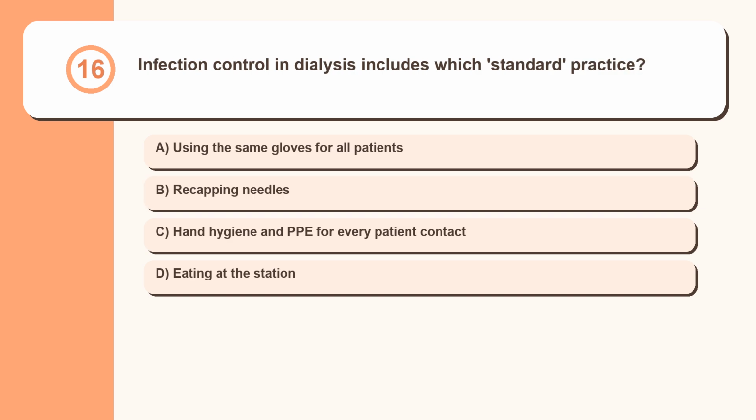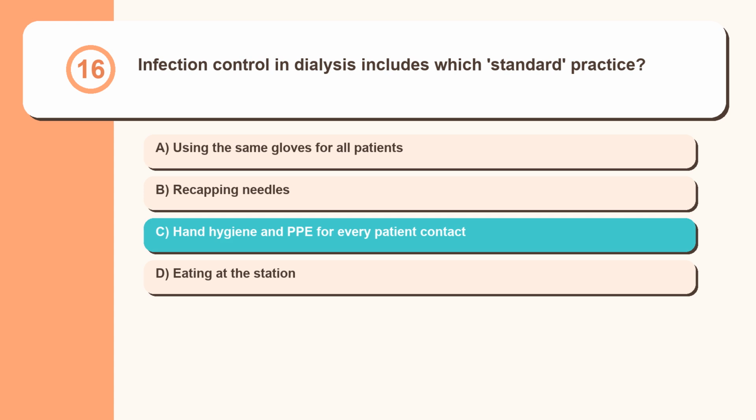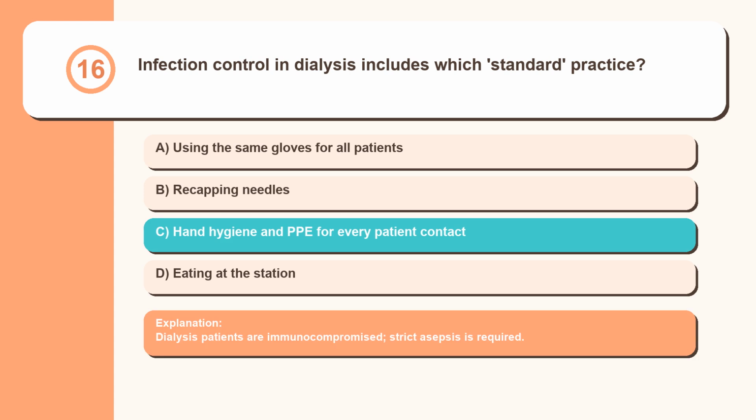Question 16. Infection control in dialysis includes which standard practice? Using the same gloves for all patients. Recapping needles. Hand hygiene and PPE for every patient contact. Eating at the station. Dialysis patients are immunocompromised. Strict asepsis is required.